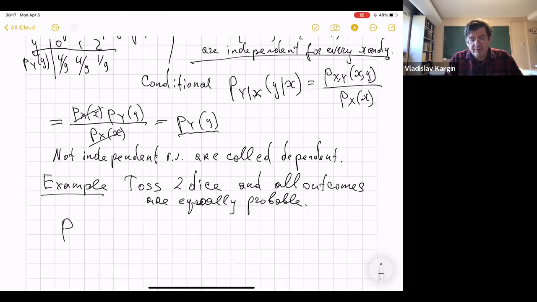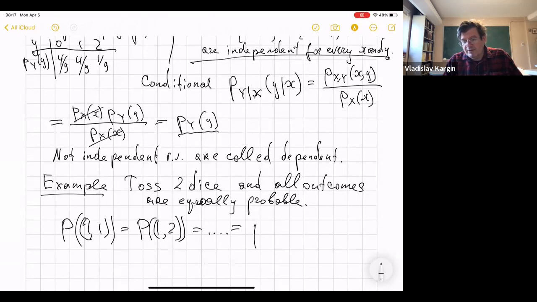So which means that we have a probability that the outcome is 1, 1, which is equal to the probability that the outcome is 1, 2, and so on, equal to the probability that the outcome is 6, 6. These are outcomes of experiments, not random variables. So all of them are the same, and the total number of outcomes is 36. So this is equal to 1 divided by 36.